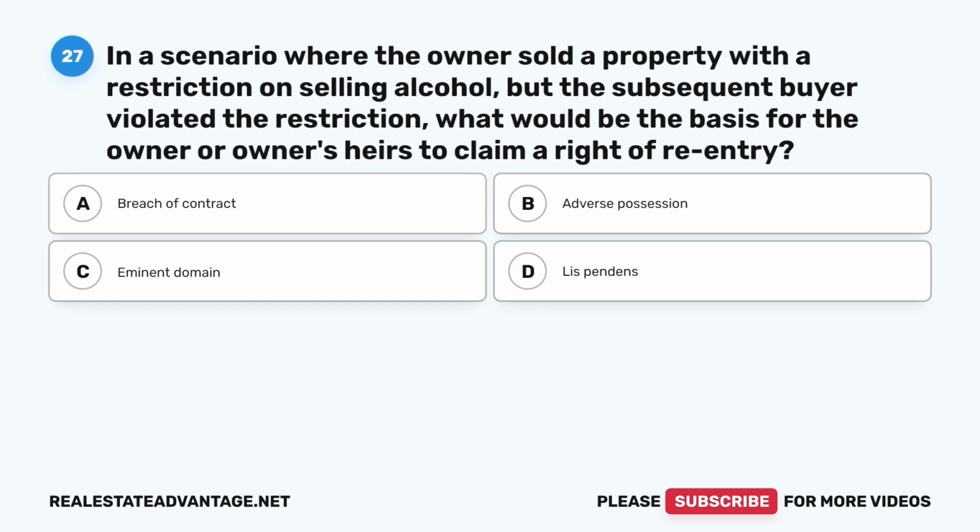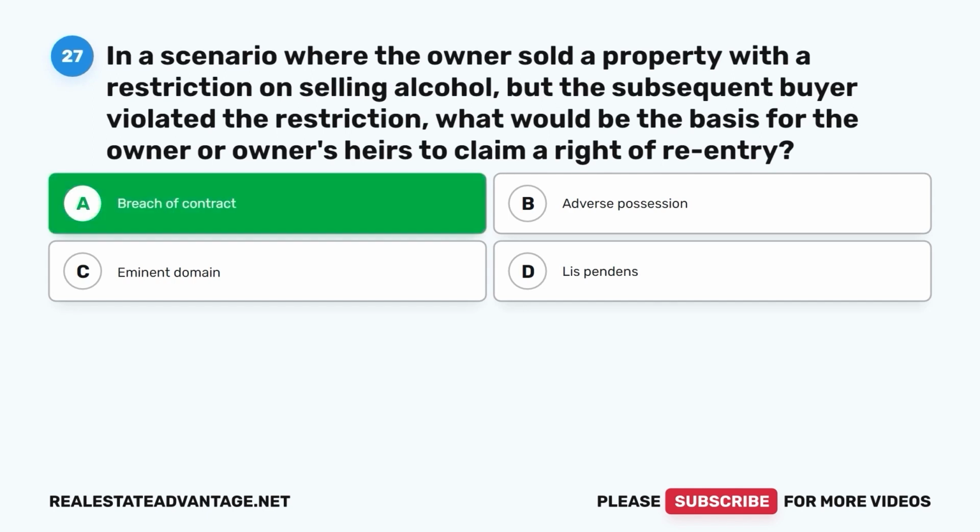Question 27. In a scenario where the owner sold a property with a restriction on selling alcohol, but the subsequent buyer violated the restriction, what would be the basis for the owner or owner's heirs to claim a right of re-entry? A. Breach of contract. B. Adverse possession. C. Eminent domain. D. Lis pendens. The correct answer is A.